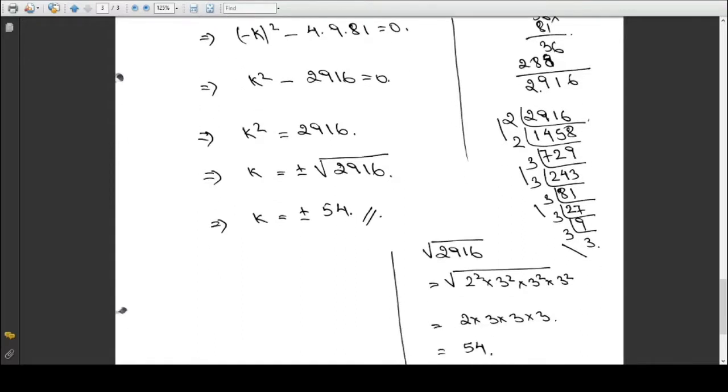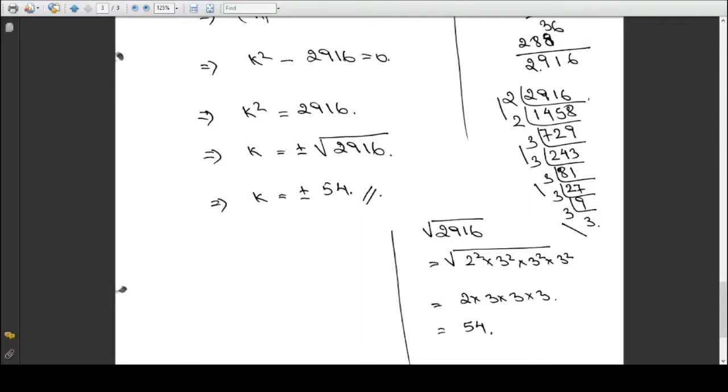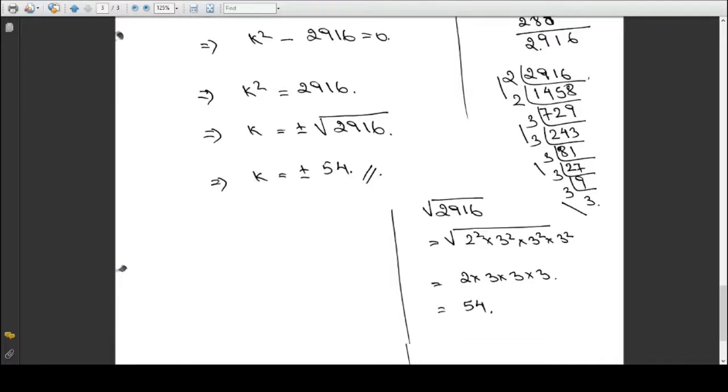Now here, if you find the factors of 2916, you will get 2, 2, 3, 3, 3, 3, 3, 3. All of them are in pairs: 2 square, 3 square, 3 square, 3 square inside the square root sign. Therefore, those having squares can be taken outside of the root sign. You have the 2, 3, 3, 3 outside. On multiplying these four numbers, 2, 3, 3, and 3, you get 54. Hence, the value of k is plus minus 54.